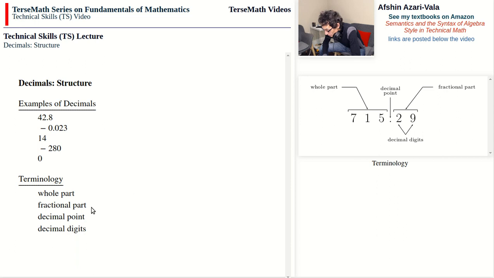Next, we have the fractional part, and these are what you see on the right side of the decimal point. So the digits 2 and 9 taken together, we refer to the whole thing on the right side as the fractional part. Now, the terminology comes from the agreement, the way we have set up decimals, that on the left side of the decimal point, no matter what you write, it always refers to how many whole things you have. So 715, if you are talking about pies, then we are talking about 715 whole pies.